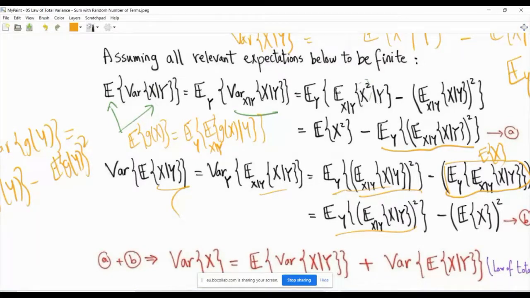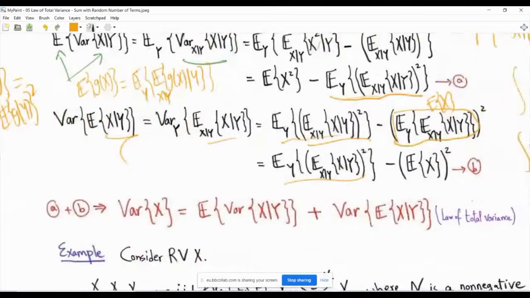When we add them, the mysterious terms will cancel out, because one appears here with a minus sign and here with a plus sign, and then you get expected x squared minus expected x squared, which is the variance of x. So the variance of x is the expectation of the variance of x given y, plus the variance of the expected x given y. Again, you may say, oh, this is cute, and we can just use it, but in fact there are some problems that cannot be solved except by computing the stuff on the right-hand side. Okay, so this is called the law of total variance.